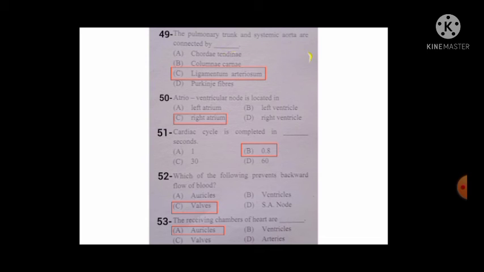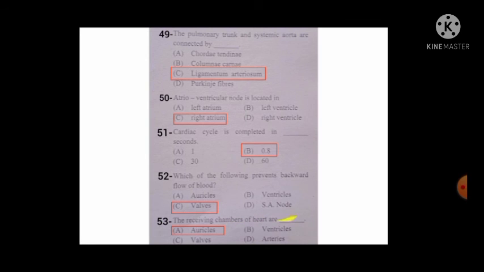The pulmonary trunk and systemic aorta are connected by the ligamentum arteriosum. Friends, these are terms we should memorize for NEET. The atrioventricular node is located in the right atrium. The cardiac cycle is completed in 0.8 seconds. Which of the following prevents backward flow of blood? Valves: bicuspid or tricuspid valves, and semilunar valves.